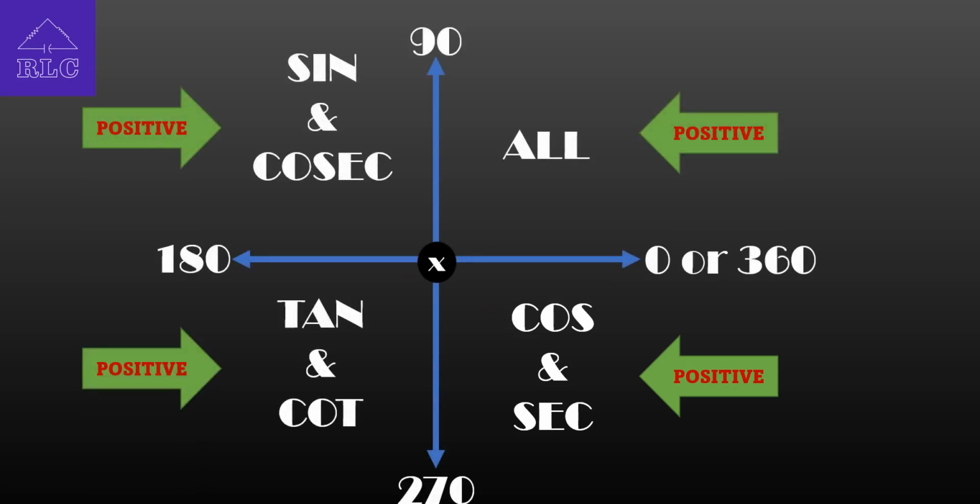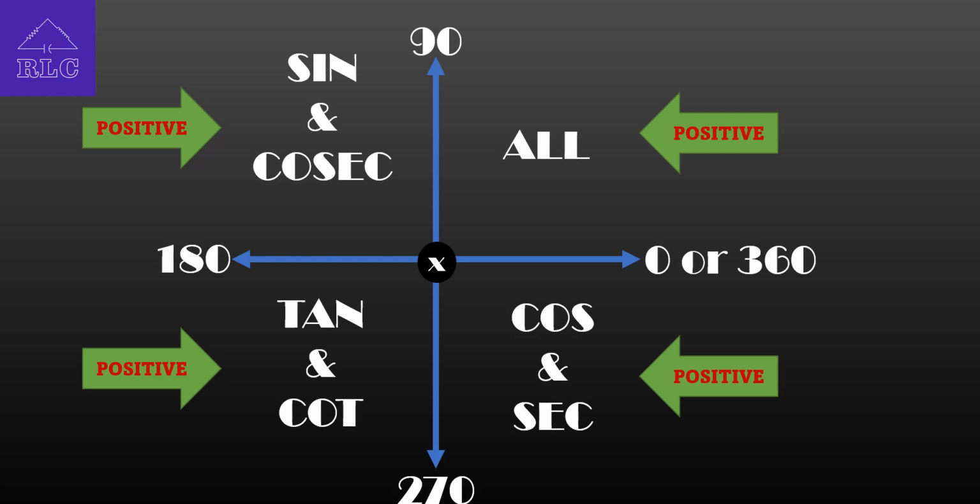Now, let us have a review of all the topics which we have discussed till now. In the first quadrant, all functions are positive. In the second quadrant, sine and cosecant functions are positive. Similarly, in the third quadrant, tan and cot theta are positive. On the fourth quadrant, cos and its inverse, secant. Only these functions are positive in those particular quadrants.